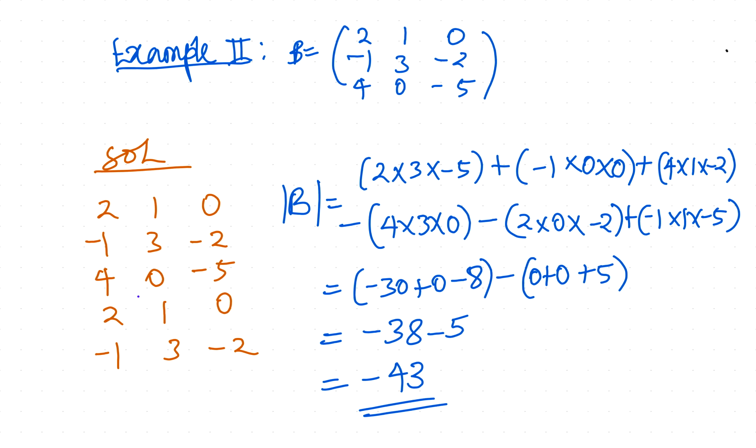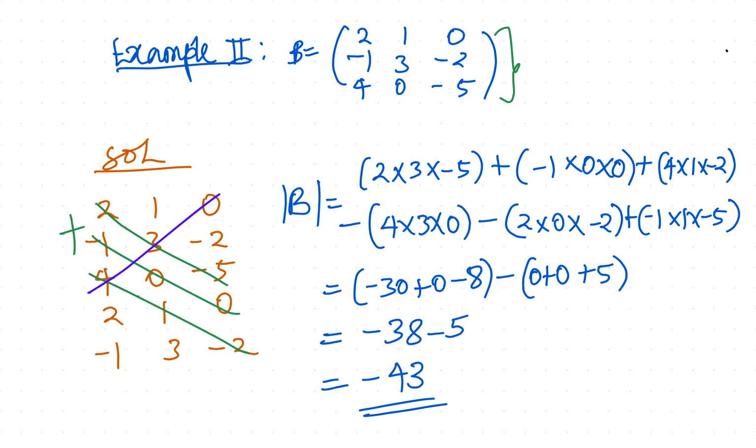Just write the matrix 2, 1, 0, minus 1, 3, minus 2, 4, 0, minus 5. And then just write the first two rows again, 2, 1, 0, minus 1, 3, minus 2. And then with that, it's pretty easy. Just start from the top here, go 3 down for the positives. For the negatives, you just go 1, 2, and 3 upward. And that's for the negatives.